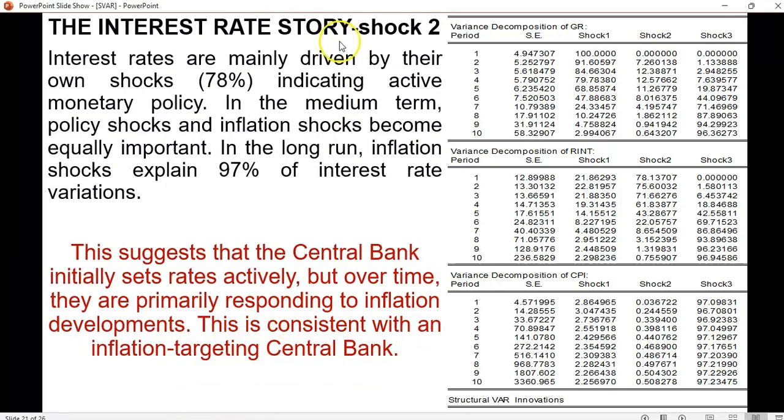Now, for the interest rate story, let us see that interest rates are mainly driven by their own shocks. It is 78%, indicating active monetary policy. Now, in the medium term, policy shocks and inflation shocks become equally important. And also in the long run, inflation shocks explain 97% of interest rate variations. So this suggests that the central bank initially sets rates actively, but over time they are primarily responding to inflation development. This is consistent with an inflation targeting central bank.